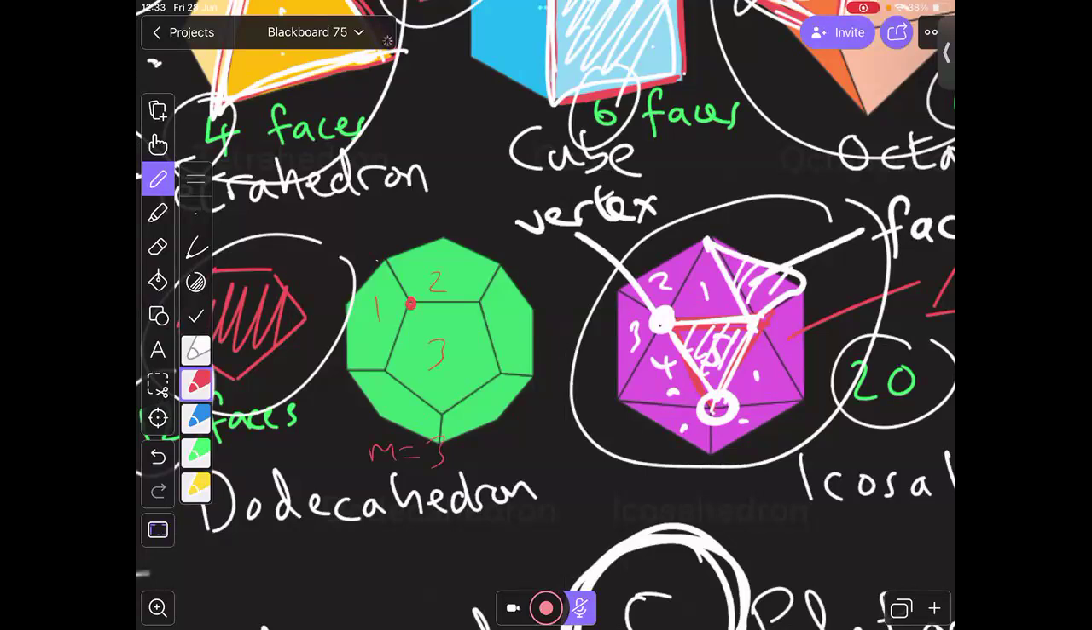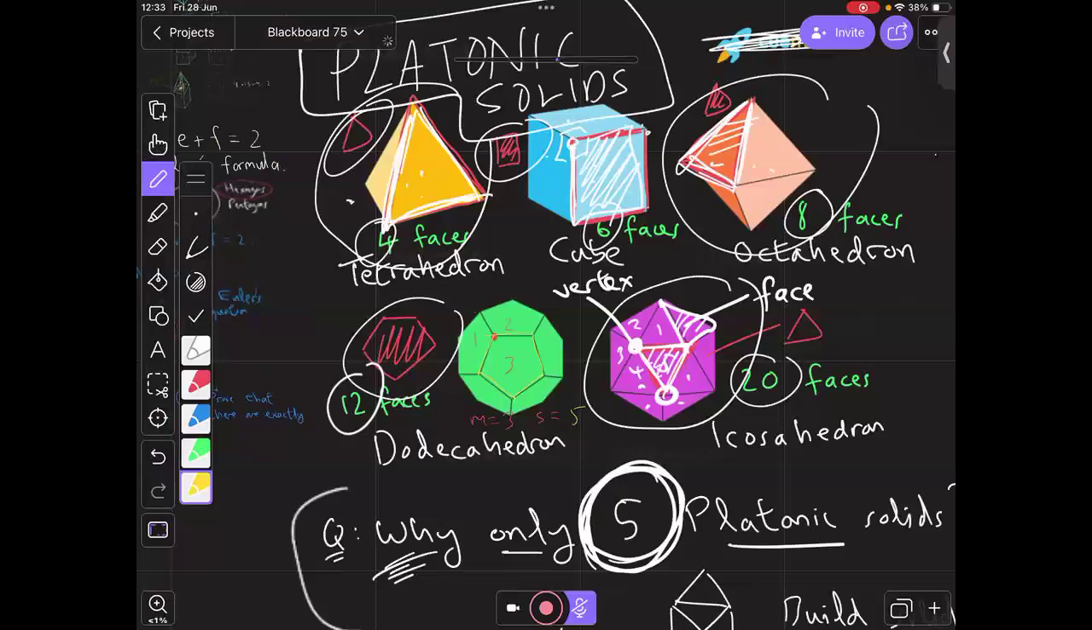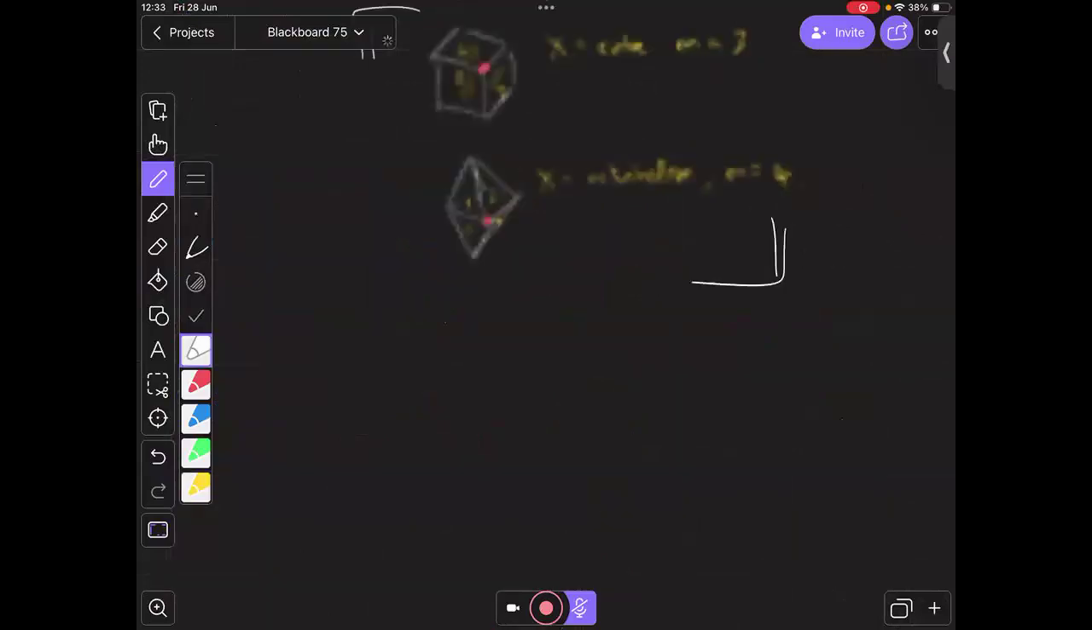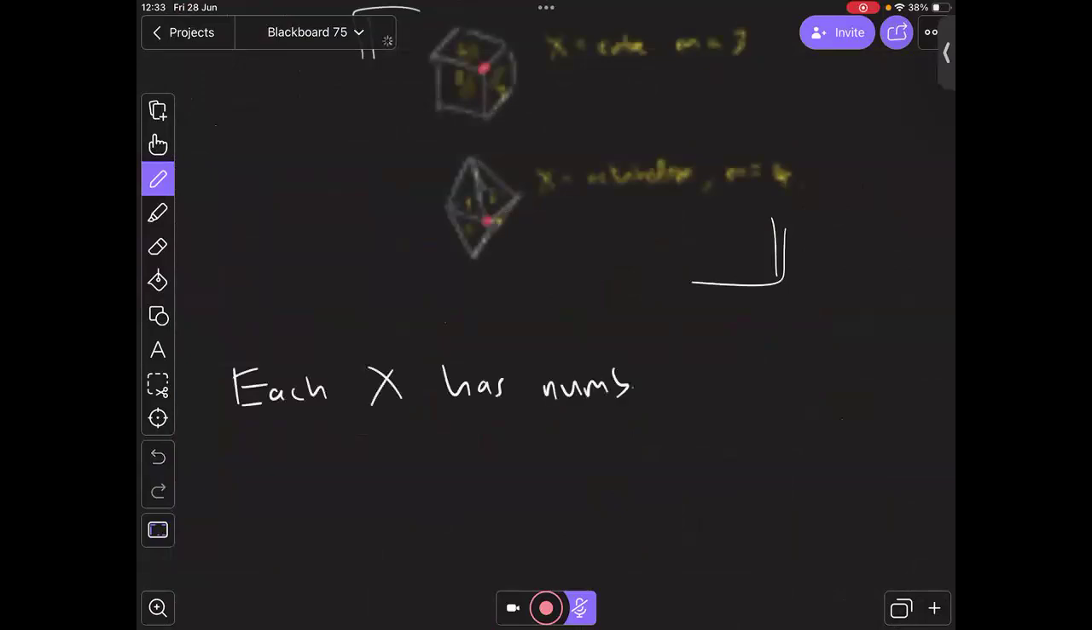What's S in this case? 5, yeah, because 5 edges around a face. So S is 5. So in this case, M is 3, S is 5. Okay, I think you understand this, right? So for every single solid X, you have these numbers S and M. Okay, so each X has numbers S, comma M. Now, let's make some observations about this.